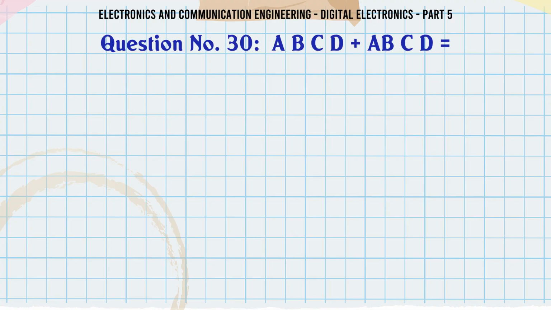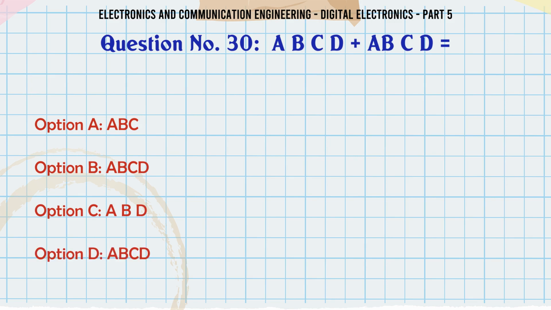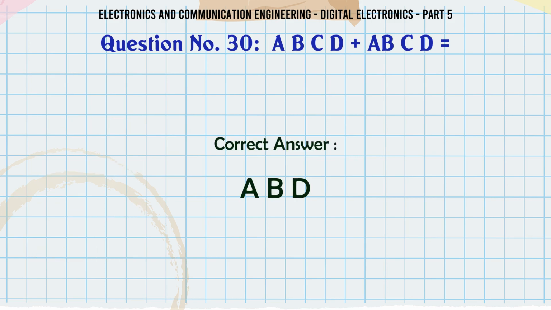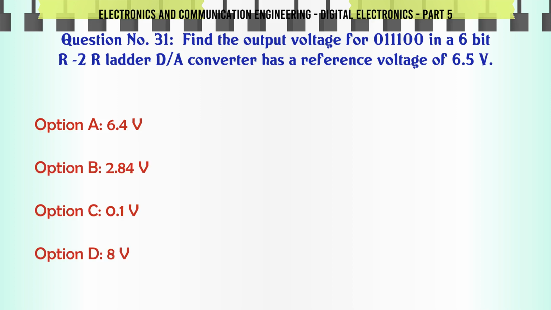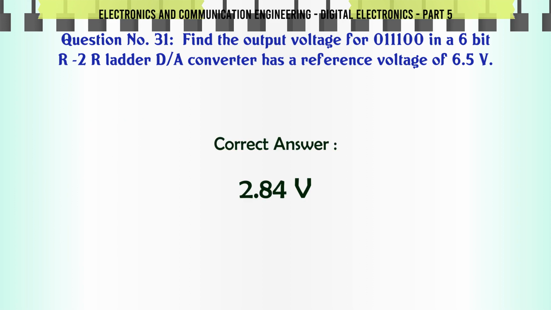A. ABCD, B. ABC, C. ABCD, D. ABD. The correct answer is ABD. Find the output voltage for 011100 in a 6-bit R-2R ladder DA converter that has a reference voltage of 6.5V. A. 6.4V, B. 2.84V, C. 0.1V, D. 8V. The correct answer is 2.84V.